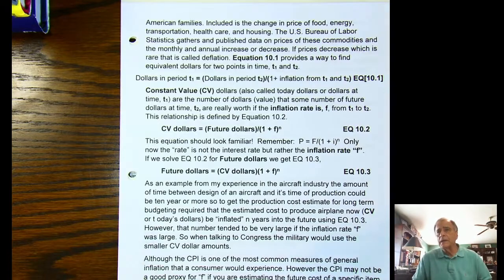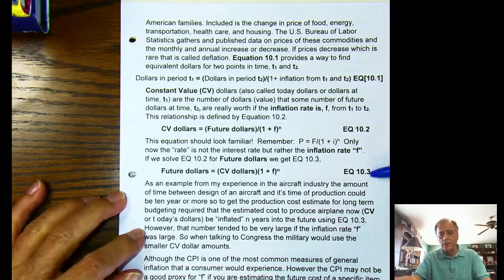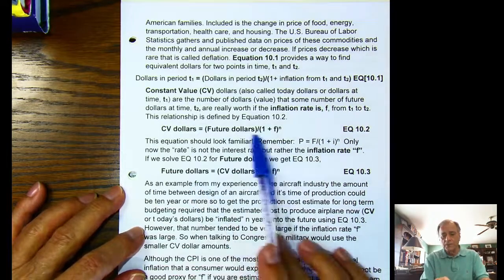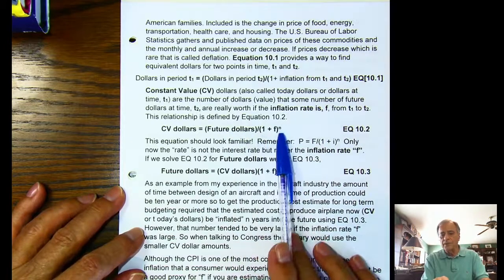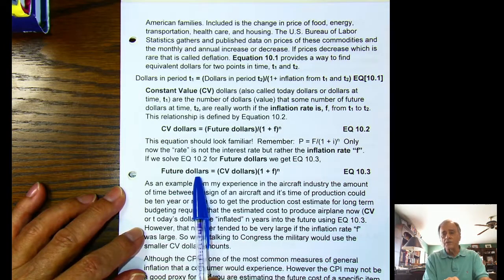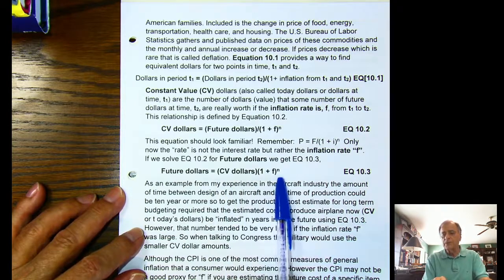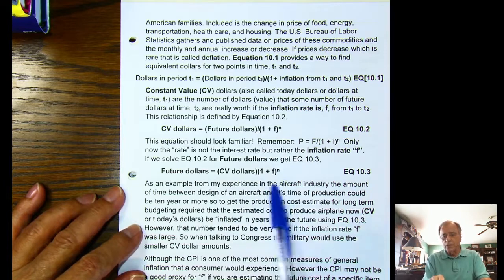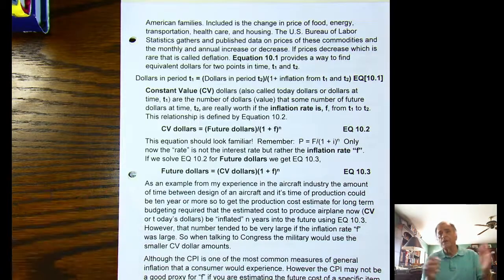If we solve equation 10.2 for future dollars, we simply multiply through by 1 plus f to the n. We get future dollars equals the constant value dollars times 1 plus f to the nth power. So in this case, we're inflating the constant value dollars to get them out to the future. This works just like F given P and P given F, but now it's not the interest that's causing the value to increase, it's the inflation rate.